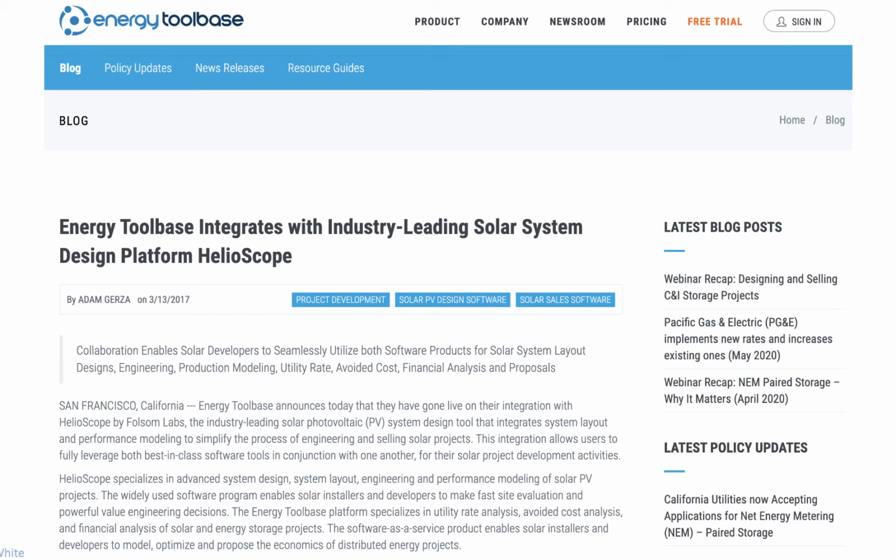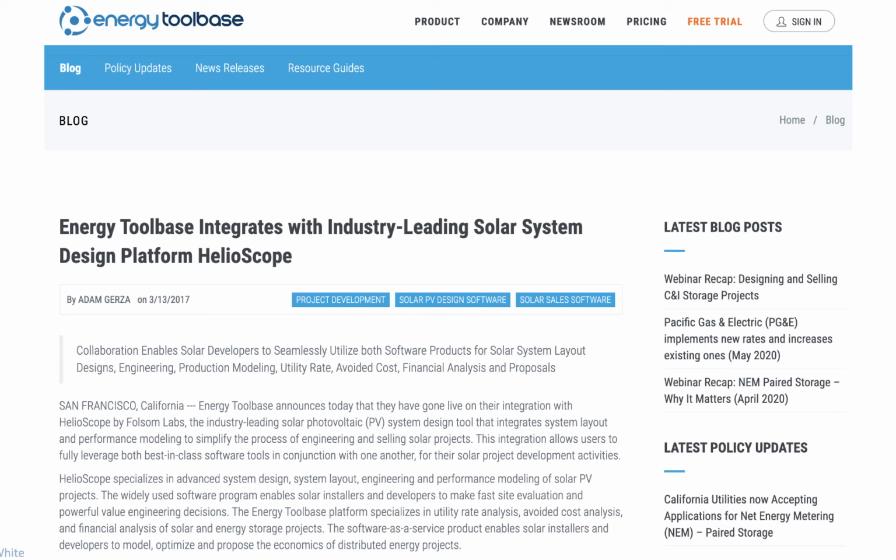Energy Toolbase is known for working with energy storage. So if you have a system with energy storage, you might want to look into Energy Toolbase. Energy Toolbase is also famous for analyzing data from many different utilities. There's so many different rate structures, time of use rates, tiered rates, and so many different utilities, thousands of them, that it's hard to keep track of. So if you want to figure out, will it pay to have an energy storage system, what size energy storage system, etc., you might want to be looking at Energy Toolbase.